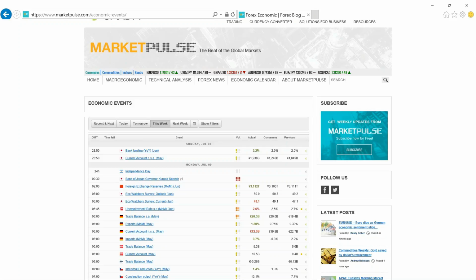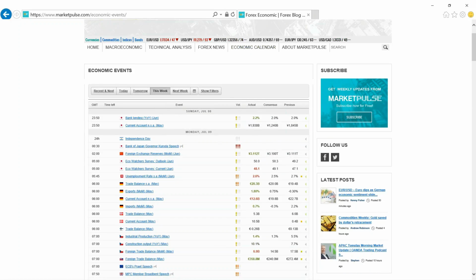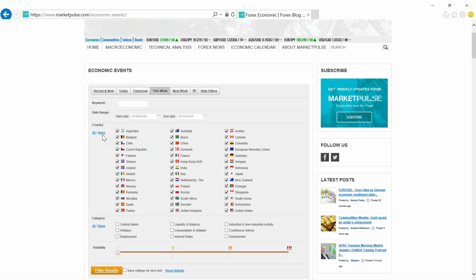We'll start as ever with the economic calendar. That can be found on the MarketPulse website. That's marketpulse.com, and you can click on the economic calendar just here, where you'll see all the upcoming economic events for this week. I will add a filter on and just cover those which are relevant to the currency pairs which we are looking at today.